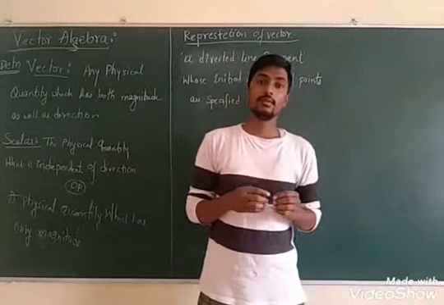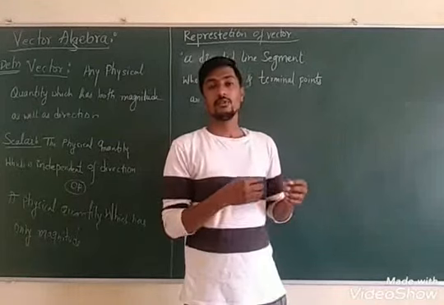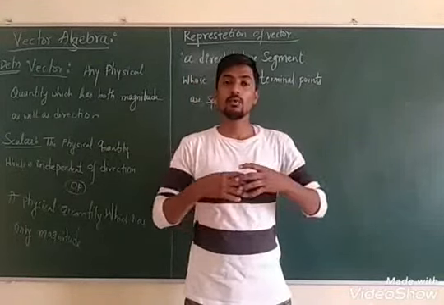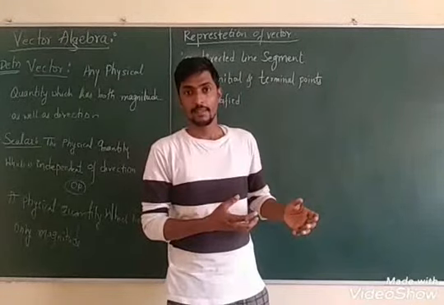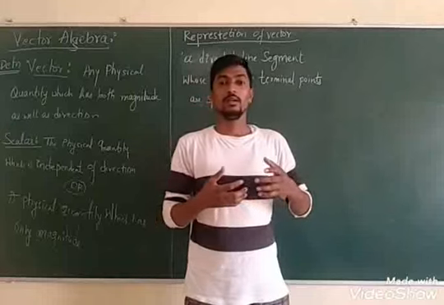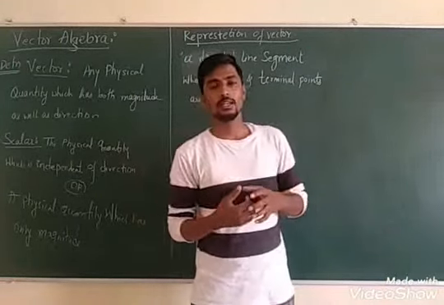For example, we can take temperature: 20 degrees Celsius, 40 degrees Celsius. Here we are measuring the temperature of a body or of the atmosphere, so we are not able to take any direction here.